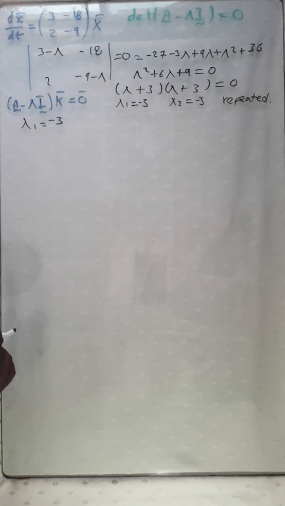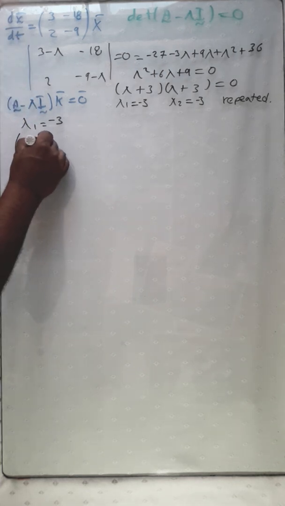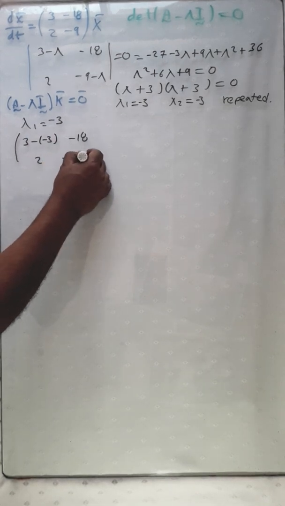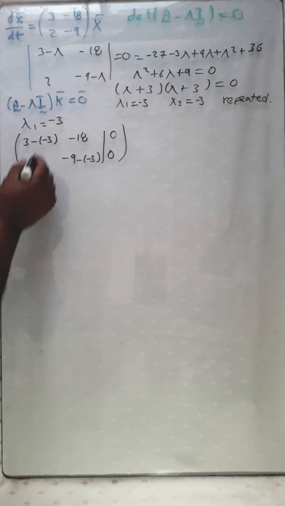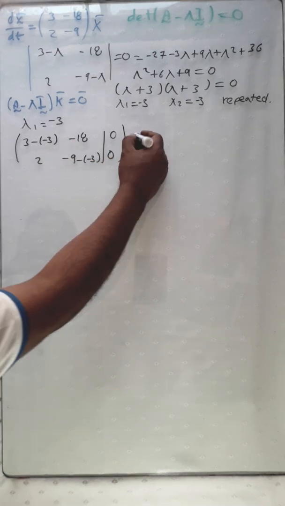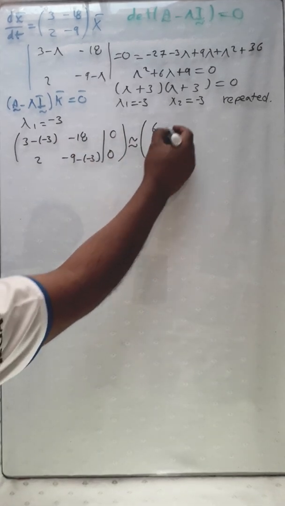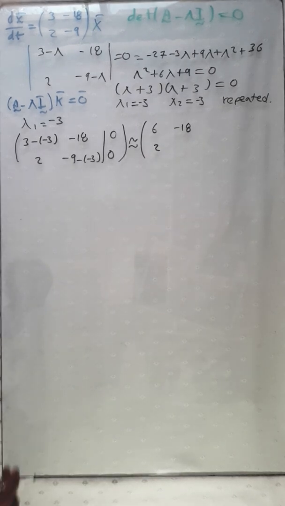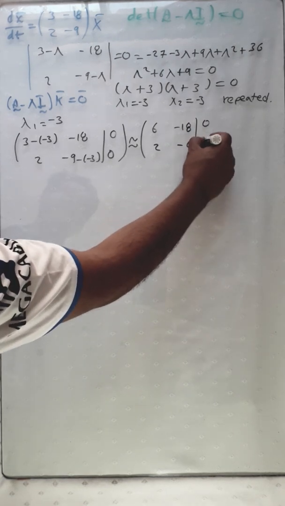What I'm going to do is to jump some steps. I'm going to replace the value of lambda here. So it's going to be 3 plus 3, minus 18, 2, minus 9 plus 3, and then zeros. The first column is for k1, and the second column is for k2. What happens here is, this is 6, minus 18, and then 2, and then this is going to be minus 6, 0 and 0.